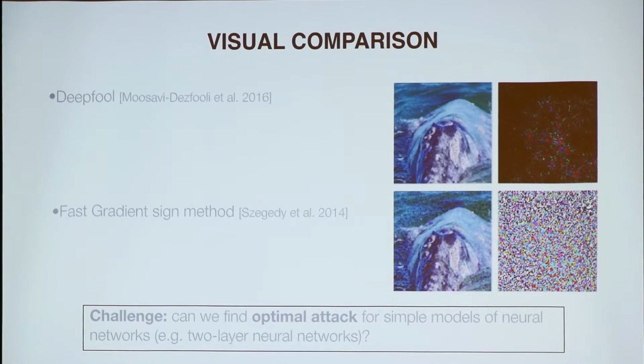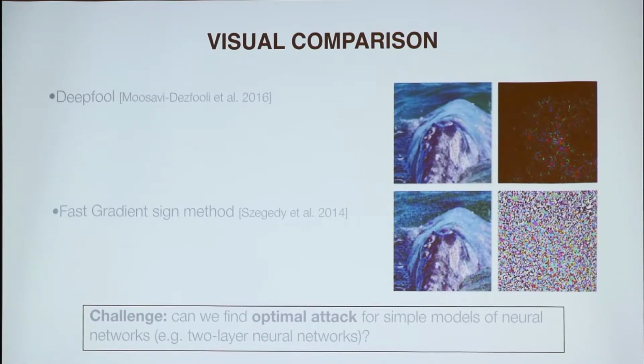On the top we have DeepFool, from the DeepFool paper. This image is apparently a whale, and by adding noise to it, you make it into a turtle. Below it is the fast gradient sign method. If you zoom in, you may notice that the fast gradient method looks slightly noisier on this image.